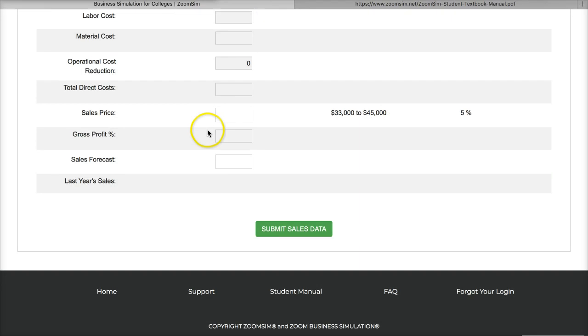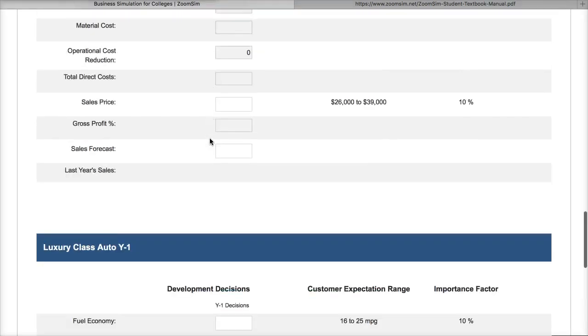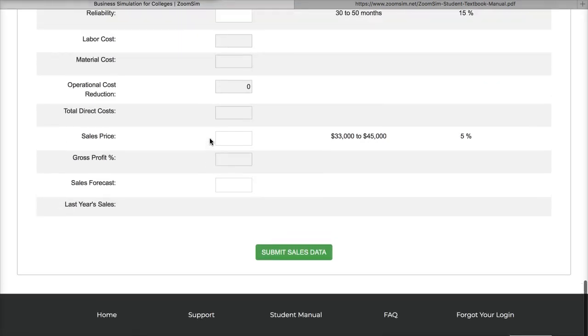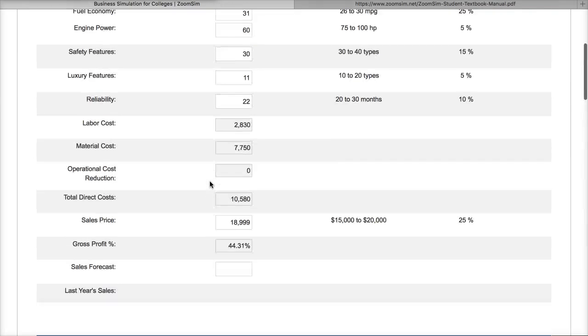So I'm going to go back in. And also down here, remember, you also have forget your login. If you forget your password or your login name, you can click that. There's also the student manual and support if you have any problems or issues with the sim.